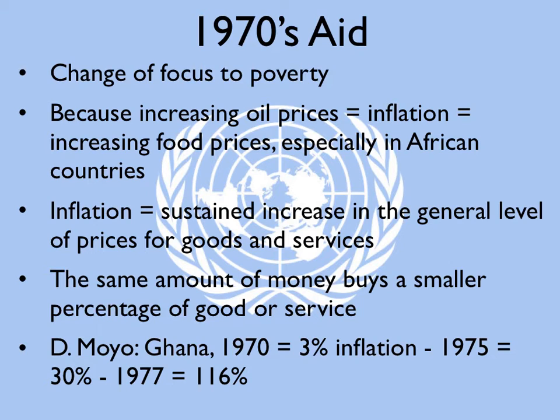So what that means really is that with the same amount of money, you buy a smaller percentage of a good or service. So in the book that I use for this flipped activities on international aid, Dambisa Moyo wrote Dead Aid. You have the full reference at the end of the video. And she mentions that Ghana, for instance, had a rather moderate inflation in 1970. It was 3%. But as you can see, 5 years later, it was 30%, and in 1977 it was 116%.